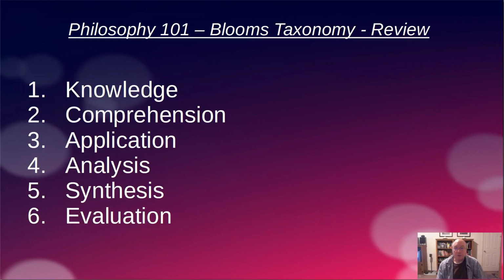Now let's review. Bloom's taxonomy of the cognitive domain is divided up into 6 elements. First is knowledge, second is comprehension, third is application, fourth is analysis, fifth is synthesis, and sixth is evaluation. All of the Philosophy 101 lectures are dealing with knowledge at the first level of the cognitive domain. All of the later lectures will be dealing with the upper levels of the domain.